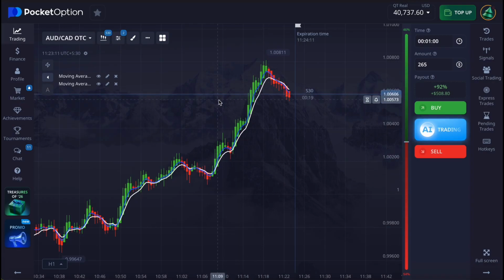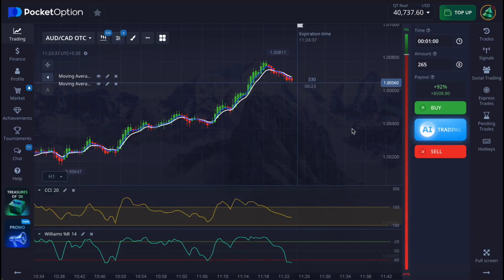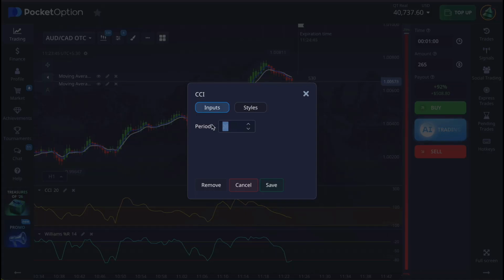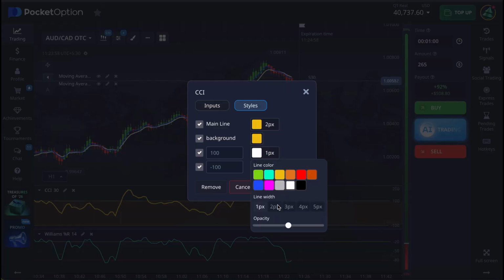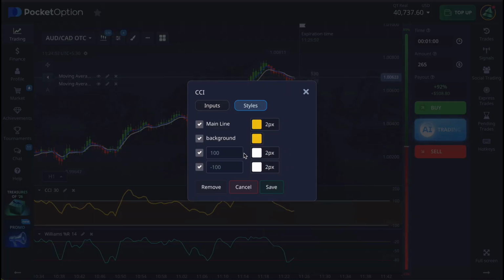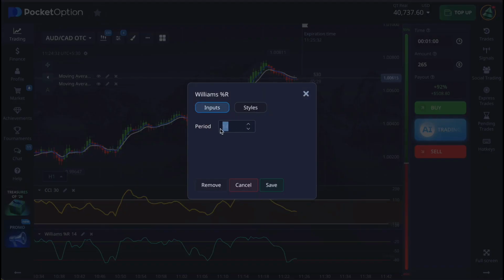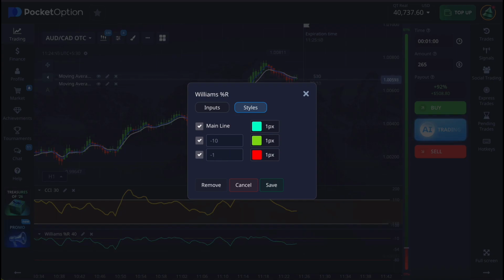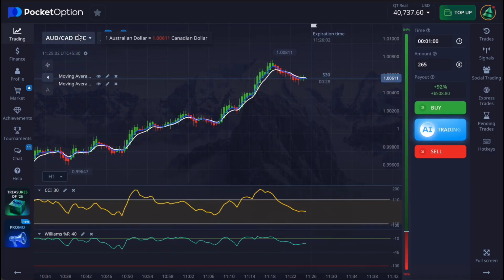Now I will add the next 2 indicators, which are the CCI indicator and the Williams %R indicator. Now I will adjust the settings of the CCI indicator. After this, some changes are also required in the Williams %R indicator. So here I have set all the indicators correctly according to today's strategy.